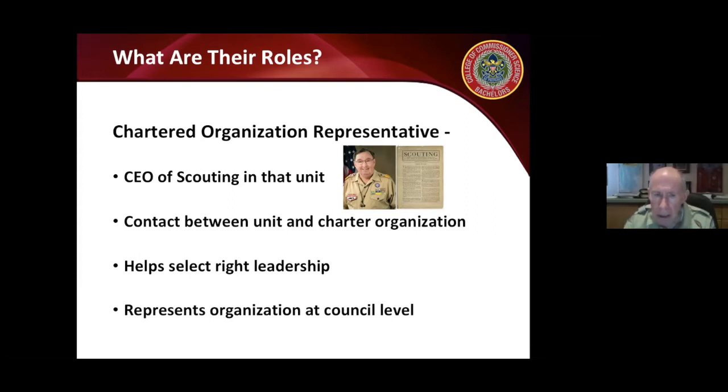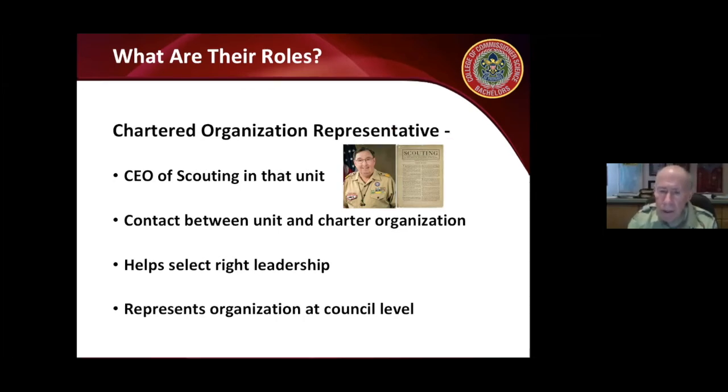And additionally, the COR gets to have input from their level onto the council. So at council level meetings where the COR is invited, that person should be there and let their voice be heard from their organization's standpoint.